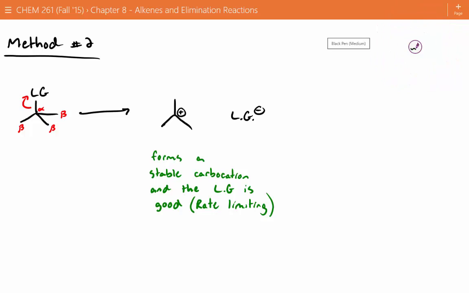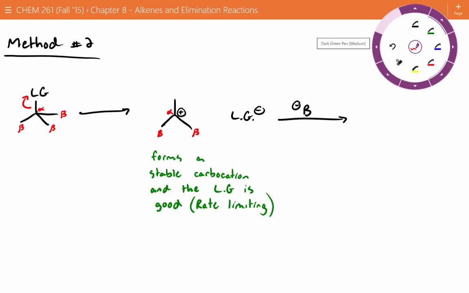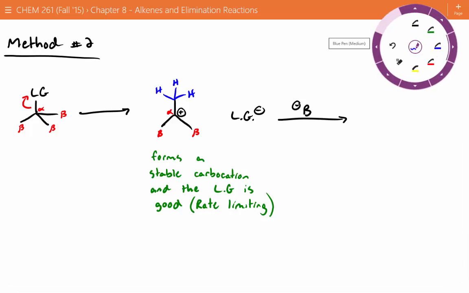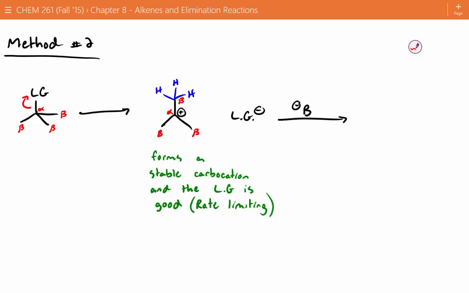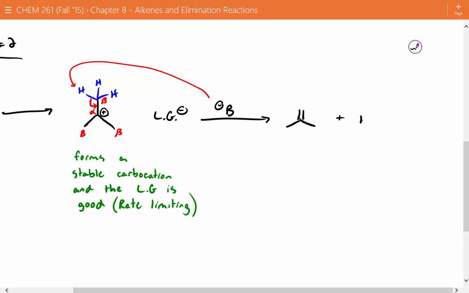And then if we've got our base around, we still have to look at our alpha and beta positions. And we said that bases really like to go after beta protons. So this base will reach around here, grab one of these beta protons, clamp down, give us our double bond, plus HB, plus our leaving group with a negative charge.